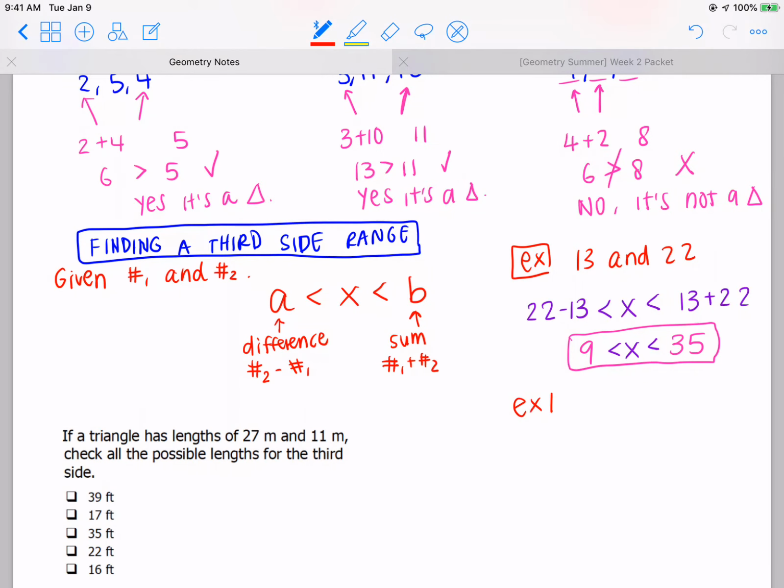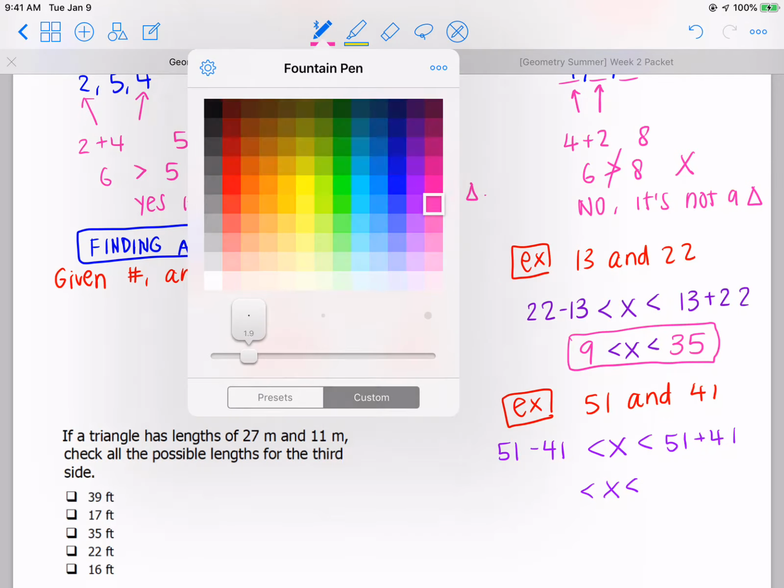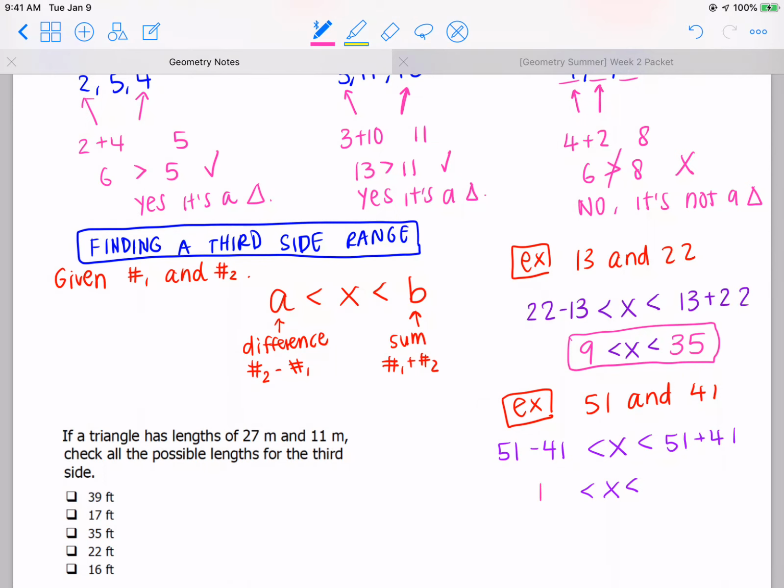Okay, let's look at another example. If I say 51 and 41, I have my x in the middle. How do I set up the left? We take our bigger number minus our smaller number, and then we just add these two numbers together. So the answer to this would be 10 and 92. That's our answer.